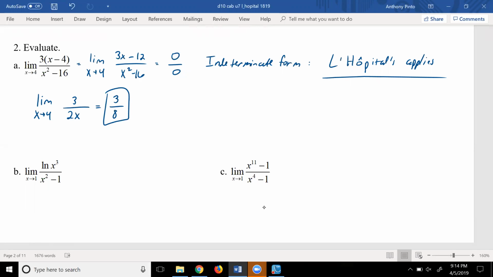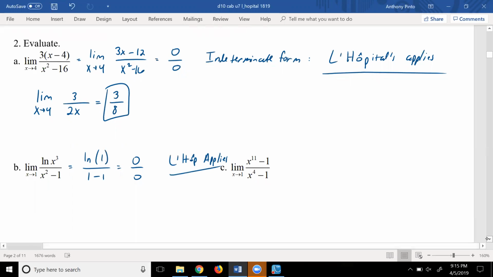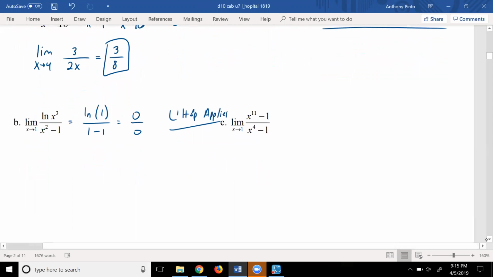Isn't that nice? Isn't that so much better than what we did before? For part B. Let's see, when I plug in 1, I get the natural log of 1 over 1 minus 1. Well, the natural log of 1 we know is 0, over 0. Sweet. L'Hopital's applies. You always want to make sure that you say that because you need to show that you do, in fact, get the indeterminate form.